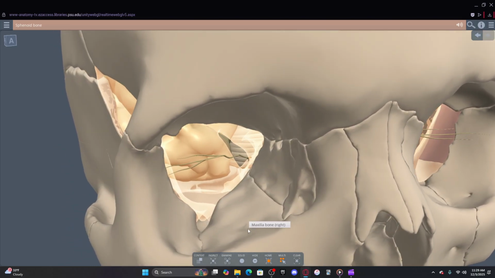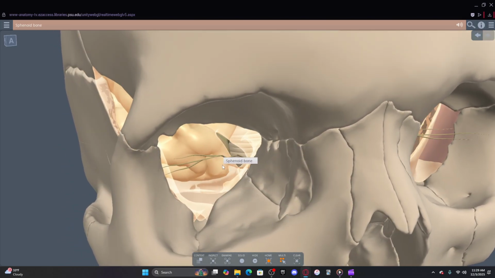We see abducens going through the superior orbital fissure. So abducens goes through there, trochlear goes through there, ocular motor goes through there. The first branch of V1 of cranial nerve number 5, ophthalmic, goes through there. So a lot of the cranial nerves going through the superior orbital fissure.